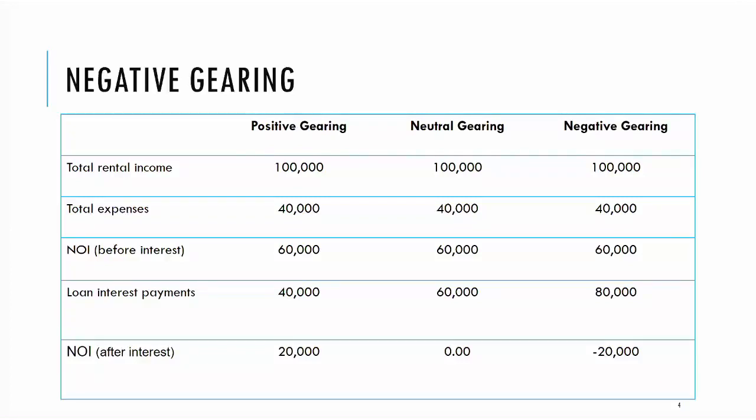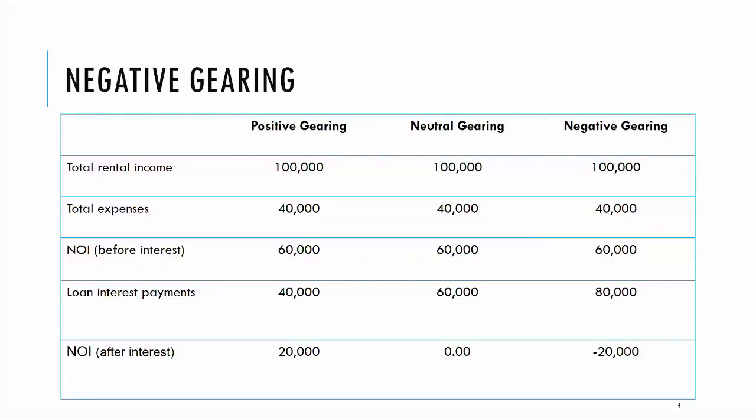Same example. You have 100,000 net rental income. Total expenditure is still the same, 40,000. And net operating income before interest is 60,000. But you have a bigger loan and you have to pay a higher interest, a big amount of interest. So 60,000. At the end, you don't make any money. So it's neutral gearing. Net operating income is 0.